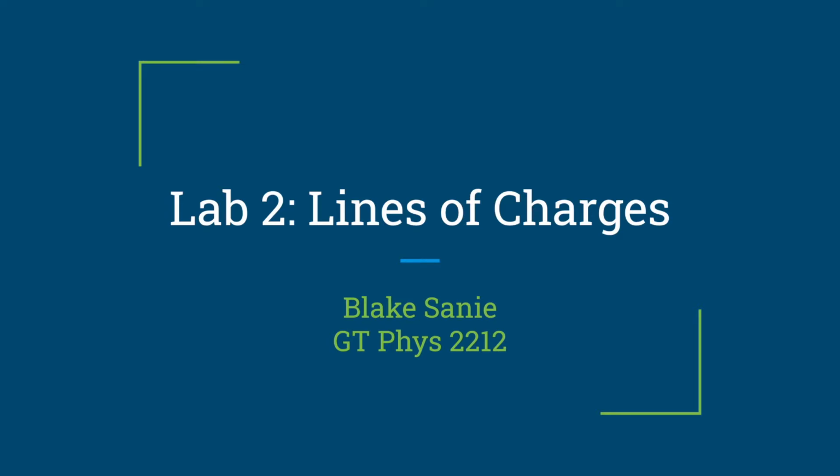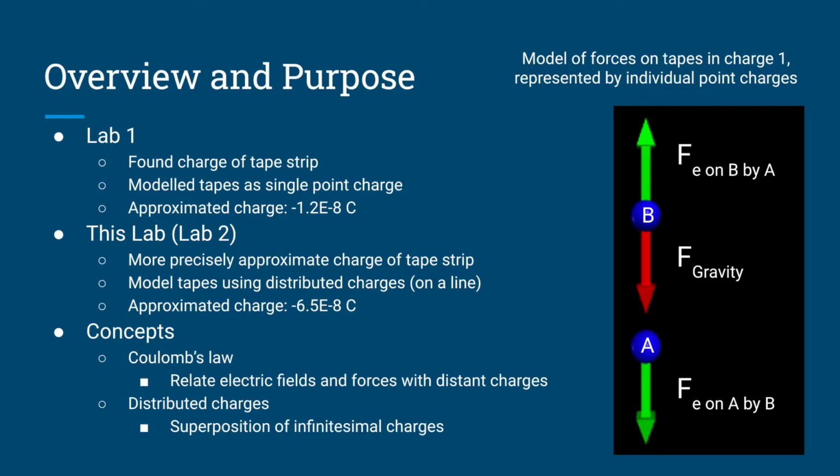Hello everyone, I'm Blake Sani, and today I will be walking you through my video lab report for Lab 2, Lines of Charges. The purpose of this lab is to estimate the charge found on a tape strip, this time improving our charge model. In Lab 1, we modeled the tapes as a single point charge, as shown to the right, yielding an approximate charge of negative 1.2 times 10 to the negative 8 coulombs.